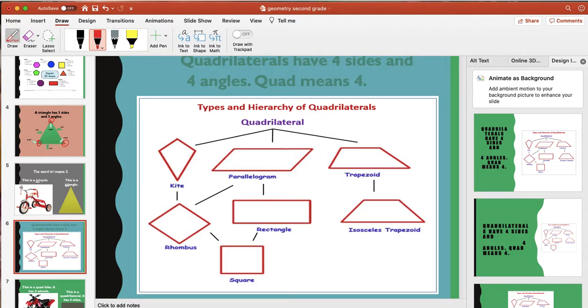So, just one thing that you should keep in mind with this slide is quadrilateral. Each type of quadrilateral, whether it's a kite or a rectangle or a square, they all have 4 sides and 4 angles. They may look different, but they all have 4 sides and 4 angles. And just remember that quad means 4.